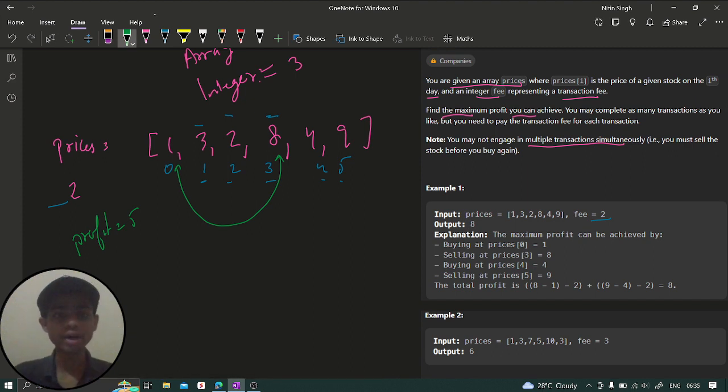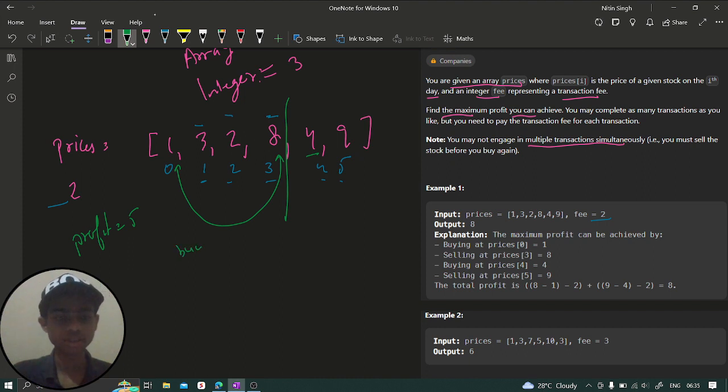Now that we have bought and sold this stock, we are ready to buy again, because I don't currently hold any stock. So now I can buy this one or this one as well. I'm going to buy at 4. So let's say I buy 4.